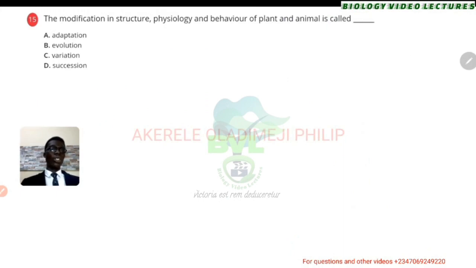The modification in structure, physiology, which is function, and behavior of plant and animal over a period of time, that is called, it says modification, please, change. That's called evolution, because there has to be a change to be able to adapt in the environment where the organism is found. All right.